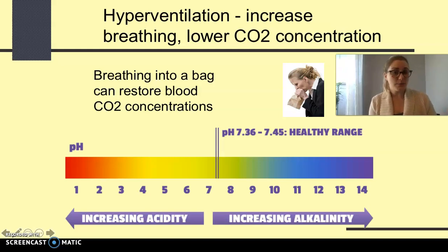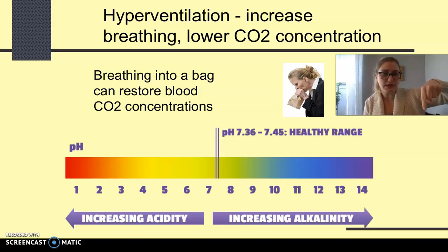If you are hyperventilating, hyper means a lot. So if you are hyperventilating, you are breathing a lot, and that is going to get more carbon dioxide out of your blood and lower the amount of carbon dioxide there. So it is going to increase the pH. We are lowering the amount of acid present in your blood. That is going to increase the pH.